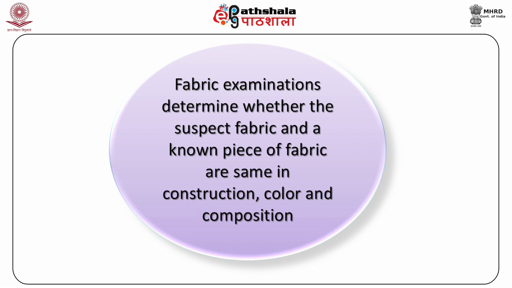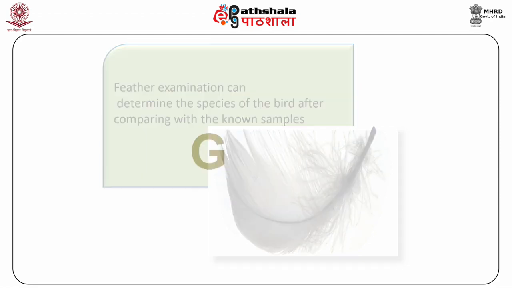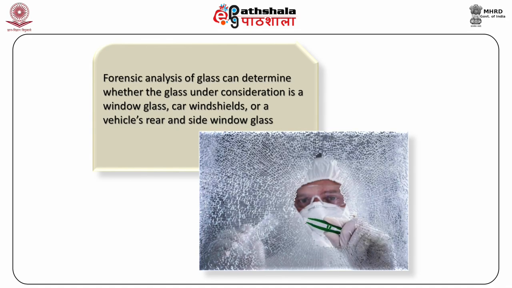Fabrics. Fabric examinations determine whether the suspect fabric and a known piece of fabric are the same in construction, color and composition. Feathers. Feather examination can determine the species of the bird after comparing with the known samples. Glass. Since different types of glasses are produced in different ways, it is possible to determine the source from which the broken piece of glass used as the evidence originated.